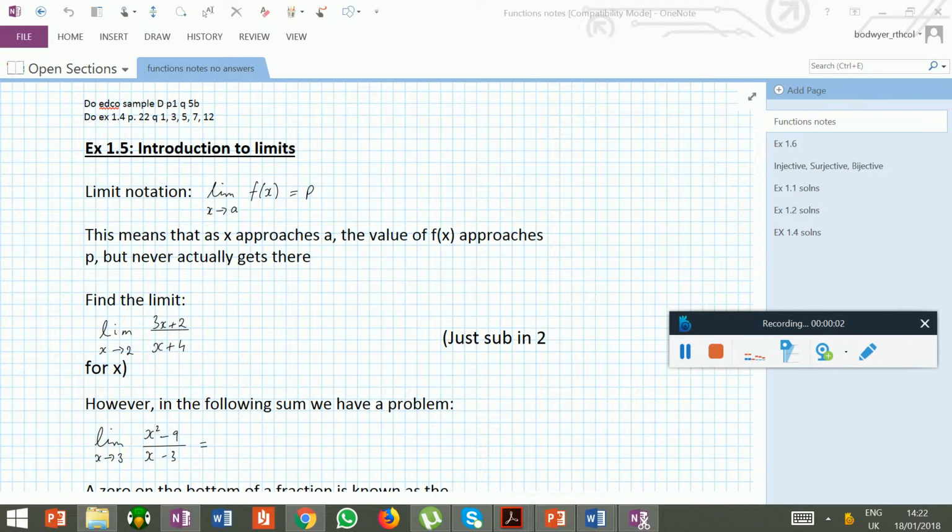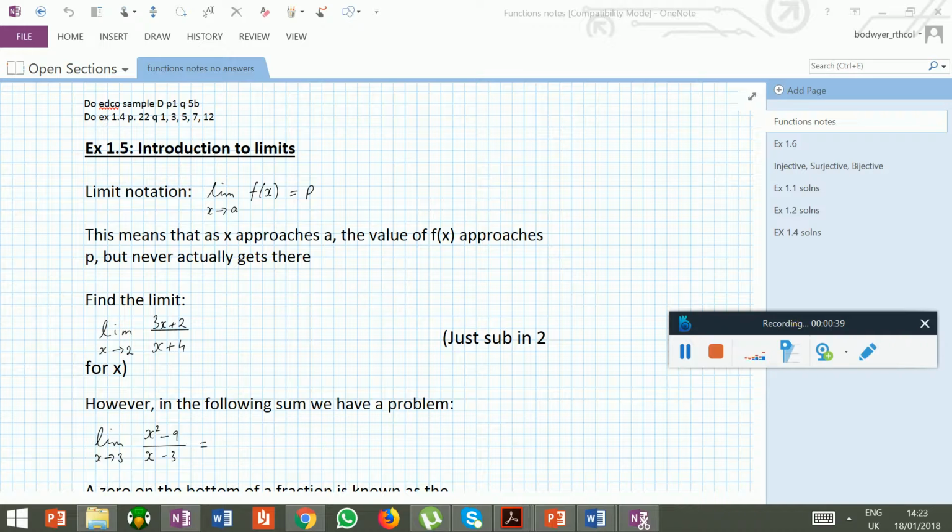Okay, this is exercise 1.5 and it's an introduction to limits. Now we have come across limits a little bit before when we were doing differentiation. A limit is just basically a number that you head towards but never actually get to, if you like. Our notation for limits is the limit as x tends towards a of f of x, some function, is equal to p. So this means that as x approaches a, the value of f of x approaches p, but it never actually gets there.